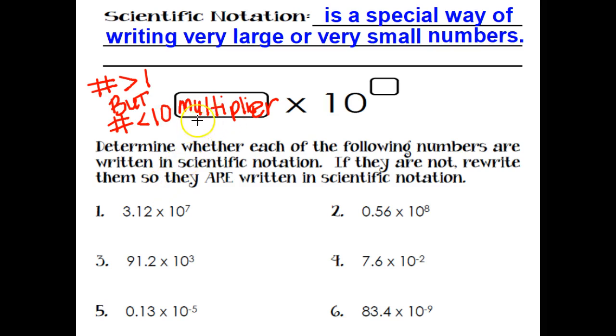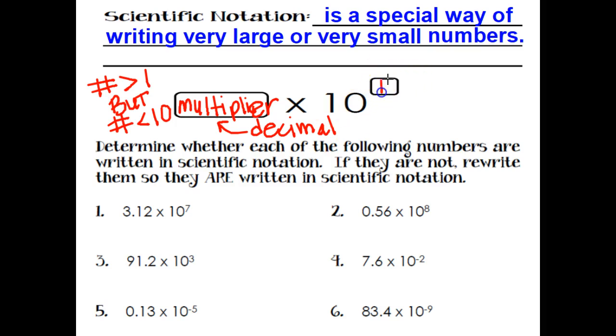All right? This is the multiplier. It is a decimal. So even if the number was 3, we'll write 3.0. Okay? So it's a decimal. If the number was 5, we'll write 5.0. We write it as a decimal.